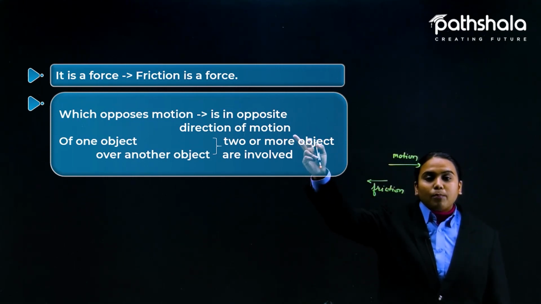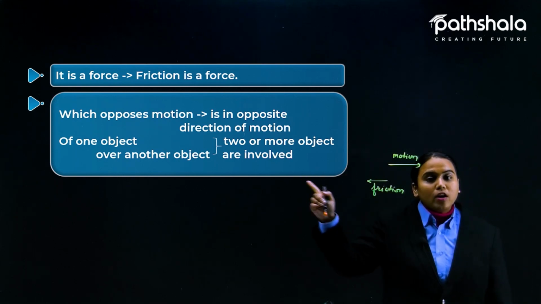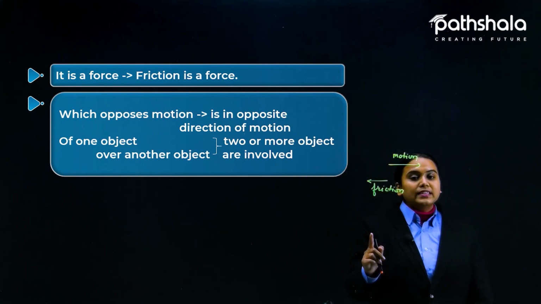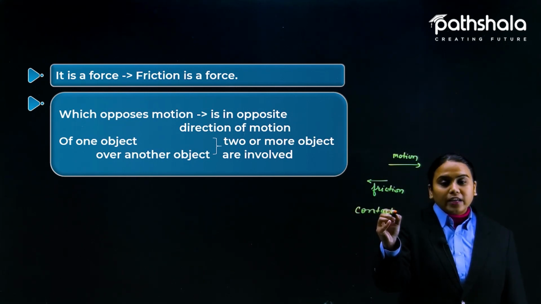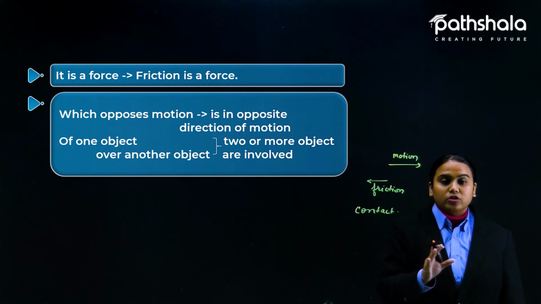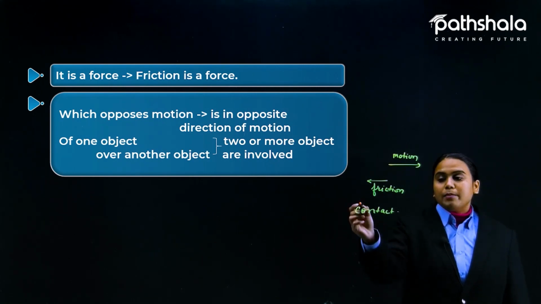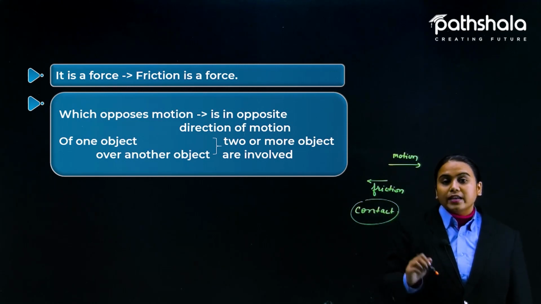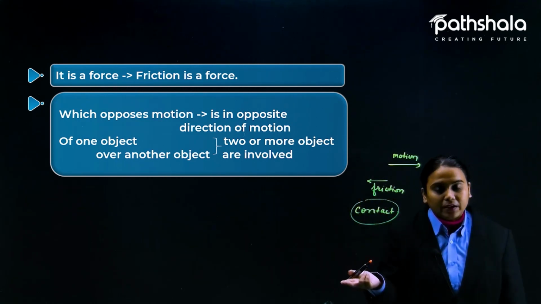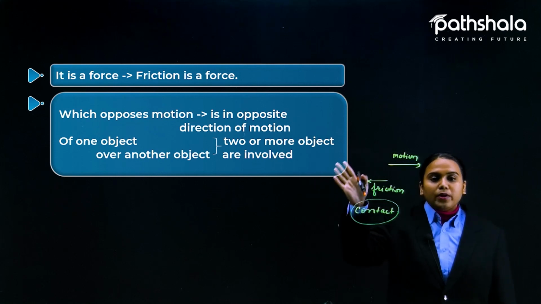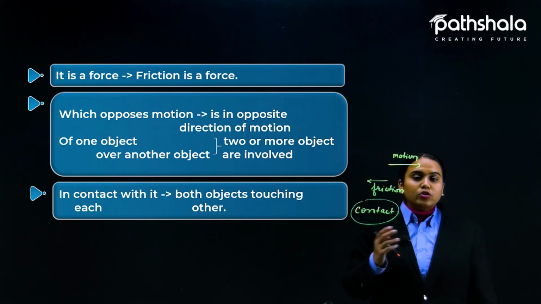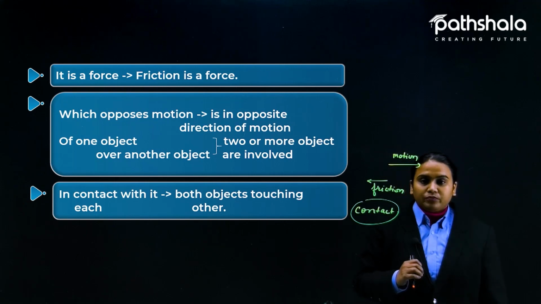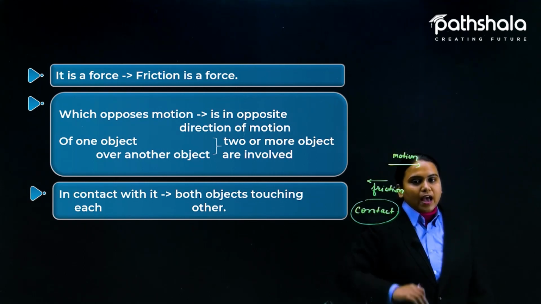So it always opposes the motion of one object over another object. That means both objects should be in contact. If the bodies are not in contact, that is not a frictional force. There must be contact between the two bodies for the friction force to happen. This is the brief introduction of the definition we have discussed, and it also says in contact with it, both objects touching each other. Contact only, as I have told you.